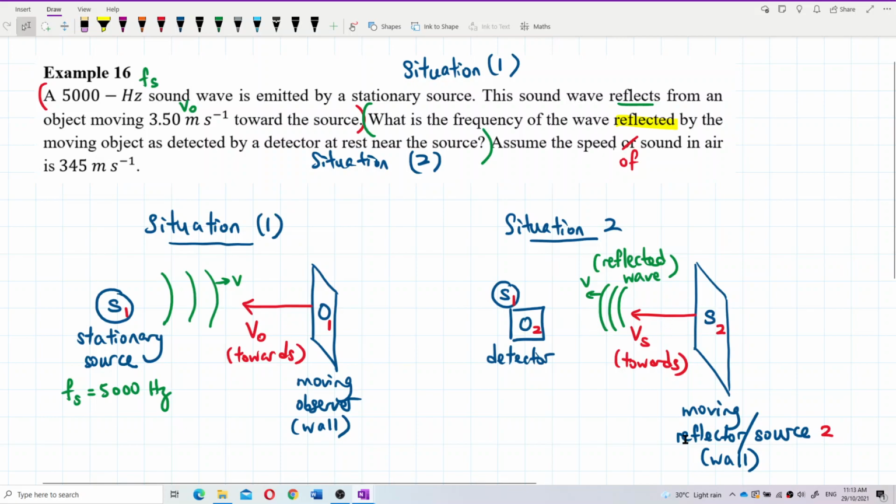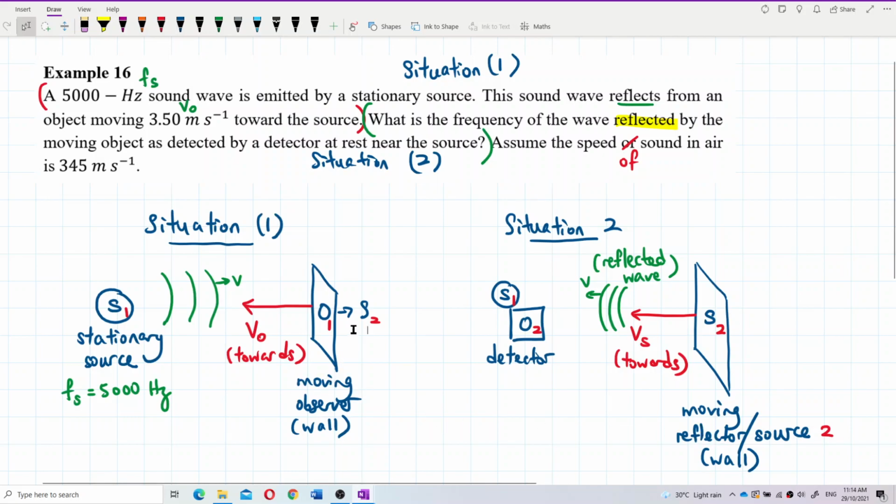So you as a reflector are actually functioning like a source of the sound. When you reflect the wave, that means you emit the wave. Observer 1 becomes source 2. You see, observer 1 has become source 2. Why did observer 1 become source 2? Because it became the reflector.